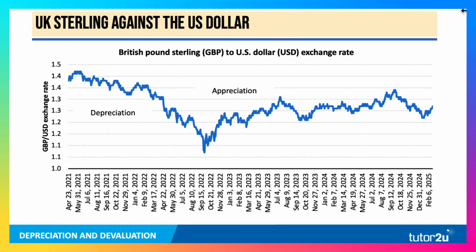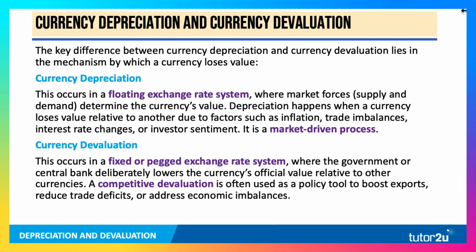So depreciation and appreciation. Whereas devaluation, well, that happens in a fixed or pegged exchange rate system where the government or the central bank operating on its behalf deliberately changes, lowers the currency's official value relative to other currencies. And sometimes we use the phrase a competitive devaluation. What does that mean? It means that it's a deliberate monetary policy tool designed to boost exports, perhaps improve the trade balance, or address other economic issues.